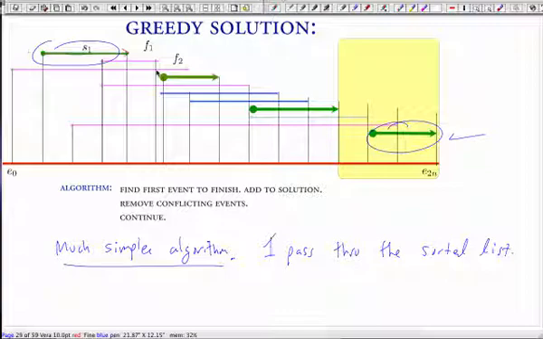Yeah, so the way I did the example, I sort of created this impression that you scan through all of them and remove them. But in implementation, you could be a little bit more clever about it.